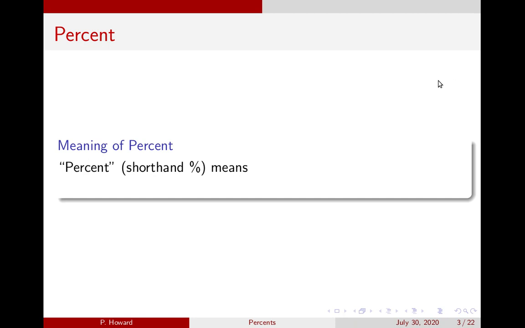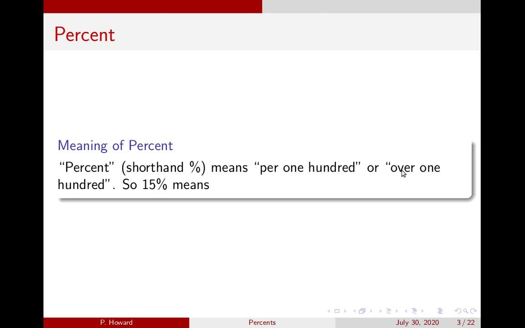The shorthand for percent, as you know, is this symbol, and percent means per 100 or over 100. So for example, 15% means 15 over 100, or the decimal form is 0.15.